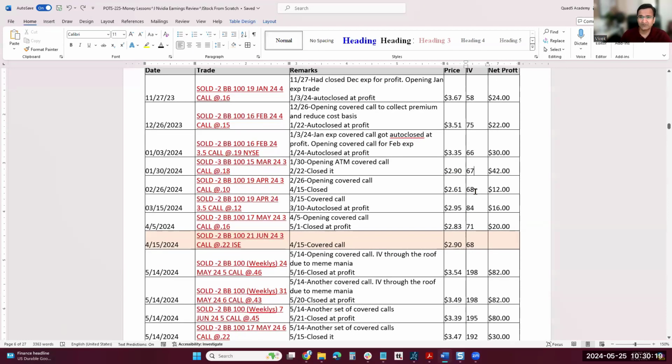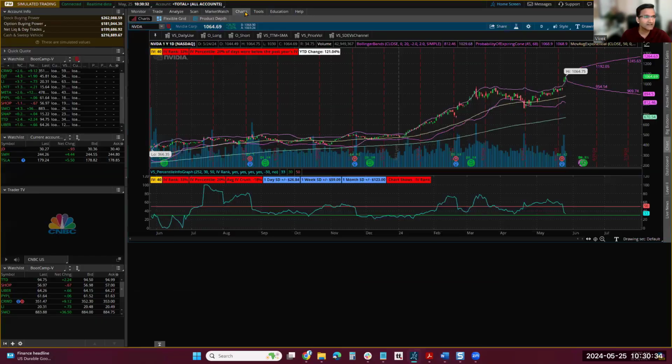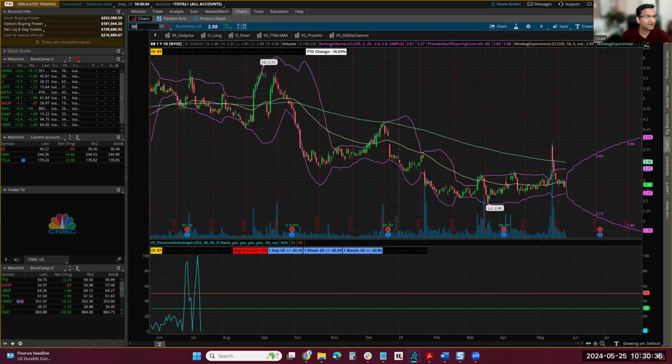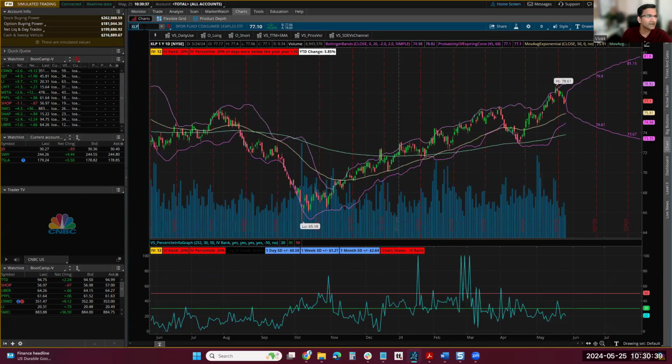For them, 67 IV is not really big because generally they are more volatile than this. But 67 for a utilities company or a consumer staples company is considered high. So the right way is to look at IV rank, and that's why I shared that study. You can use that study in your Thinkorswim, and then you can look at XLP, which is consumer staples. Consumer staples IV is 12, IV rank is 20, right? So IV rank, anything higher than 40 is what I will start to sell. And IV rank above 60, 70, yeah, that's a great opportunity.